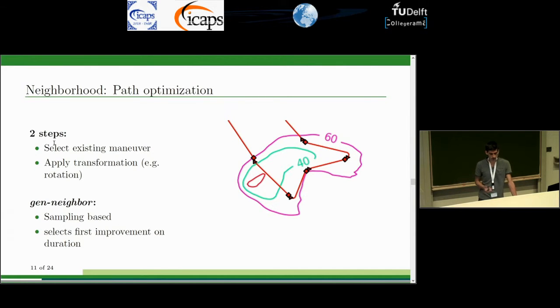And then we have another neighborhood which is for path optimization. And the idea is also very simple. You select an existing maneuver in your plan and you apply a simple transformation to it. Typically a rotation works really well in your setting. And then you have your gen neighbor function for which you also sample your neighbor space and you select the first one that improves the duration.